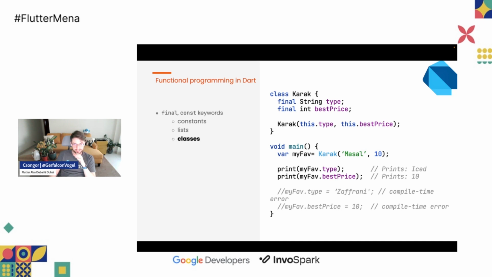And we can see that after that, if I have a favorite, I cannot just easily change my mind. I need to stick to it. So I cannot change it to Safrani Karak T. Otherwise, I'll receive a compile time error.